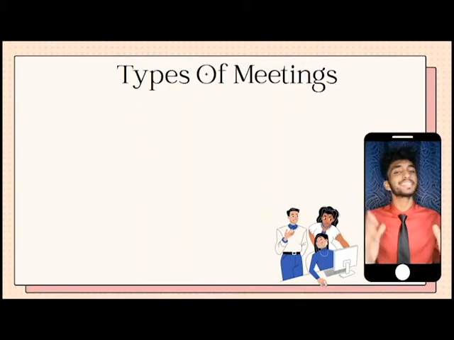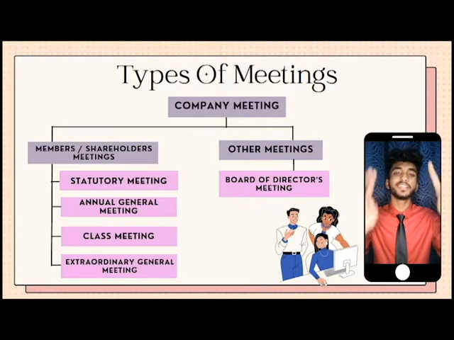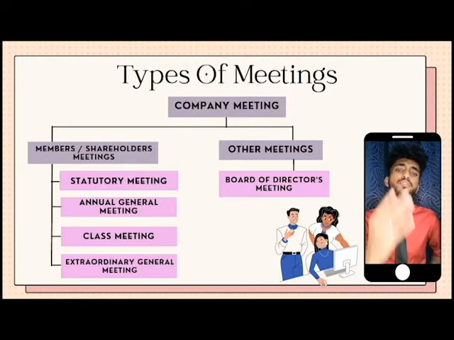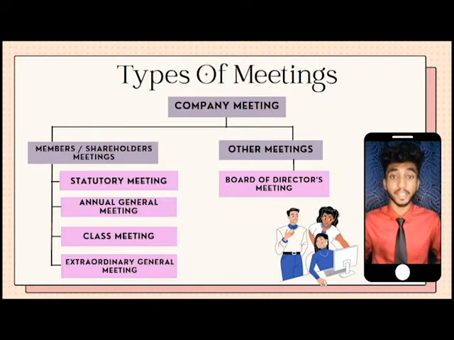Company meetings are categorized into two major parts, which consist of member or shareholder meetings and other meetings. Under shareholder meetings, there are four types of meeting, and only one type under the category of other meetings. Okay, now let's take a look at the next slide for more details.